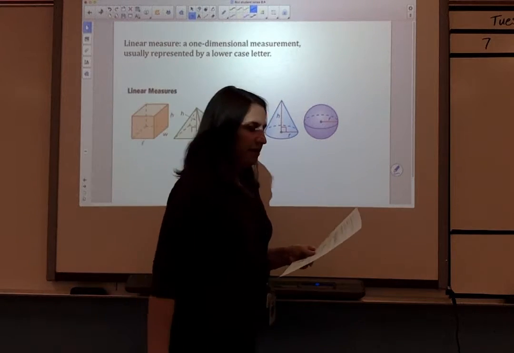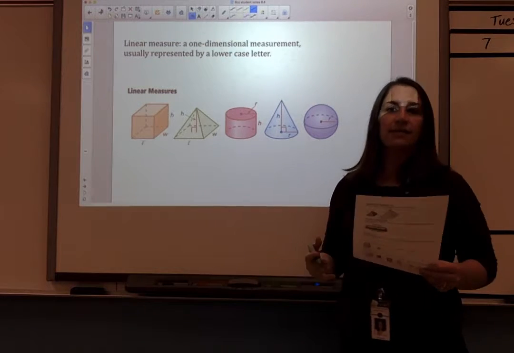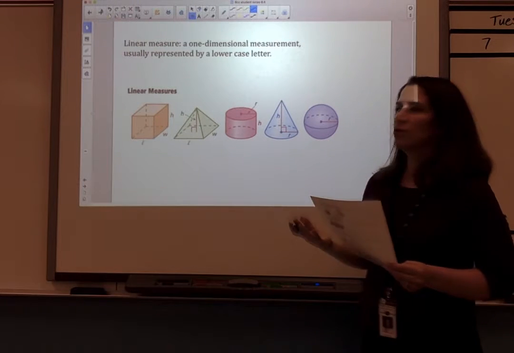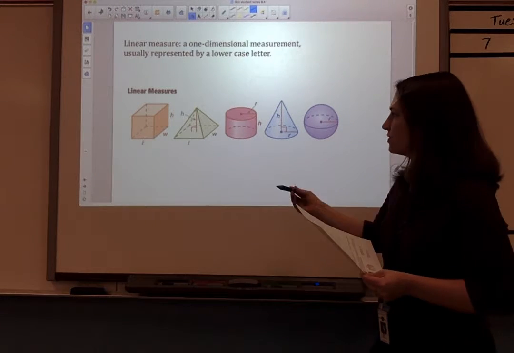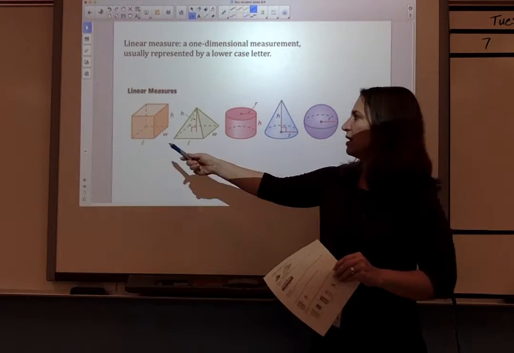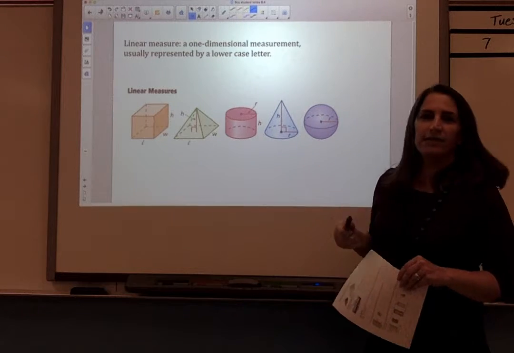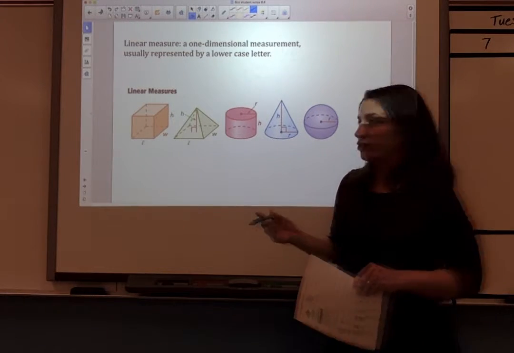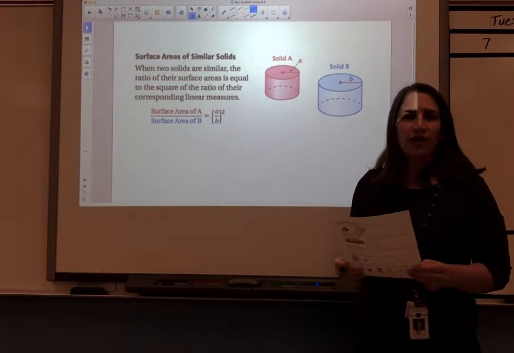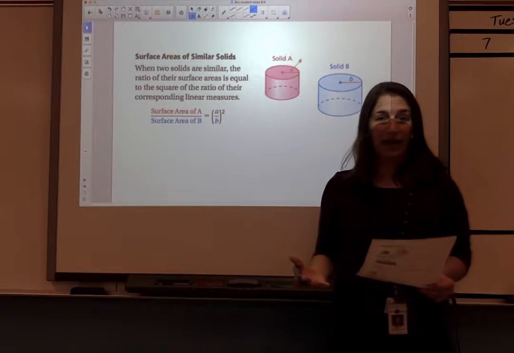A key idea here, we've been comparing linear measures, so radius, height, slant height, those are all one-dimensional measurements. They're usually represented by a lowercase letter. So these are all examples of linear measurements of a three-dimensional shape. Length, width, height, radius, radius, radius. All of those are linear measures. We're going to look at surface areas and volumes where we're not looking at linear measures.